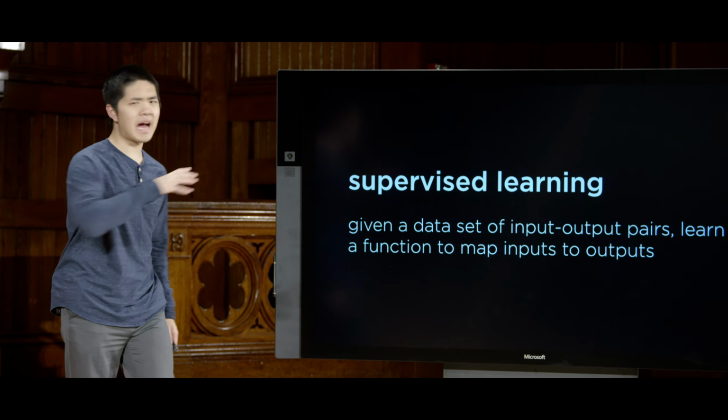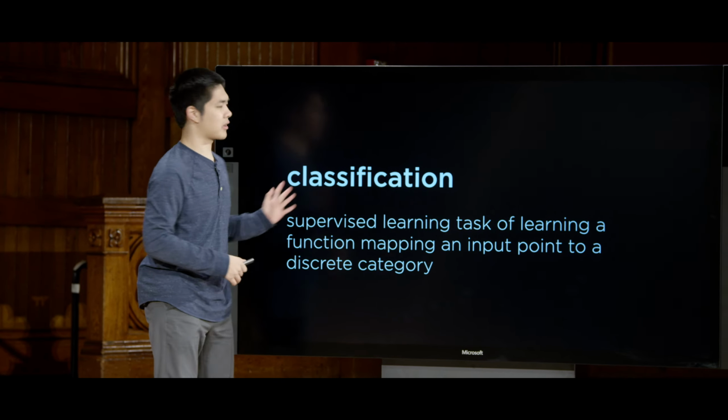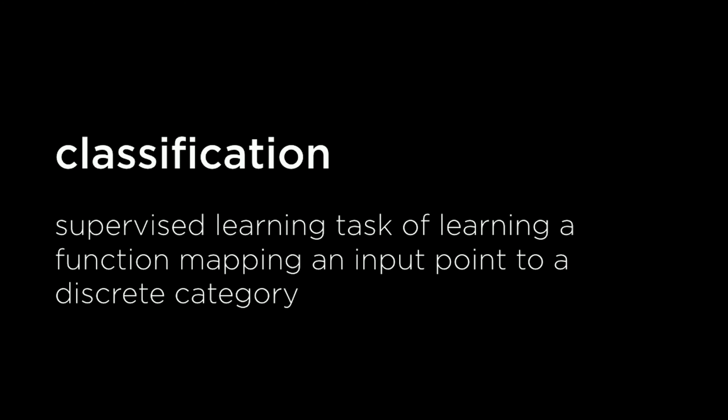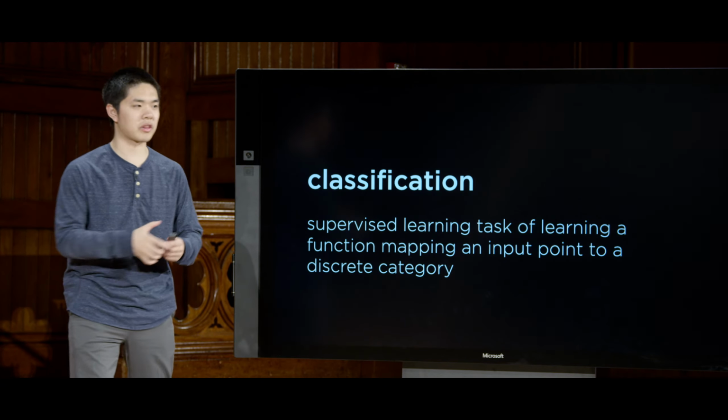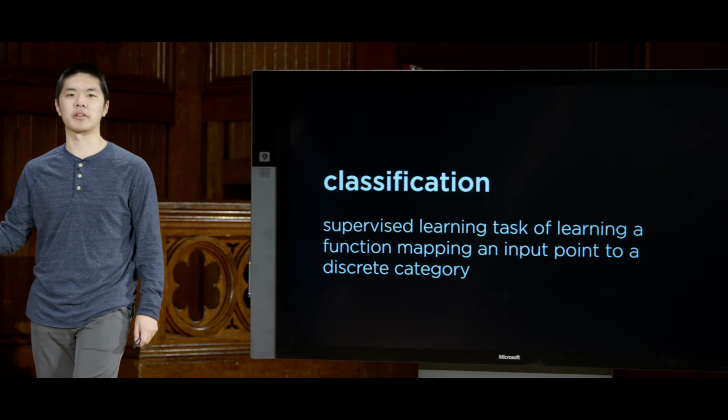There are a couple of different tasks within supervised learning. The one we'll focus on and start with is known as classification. And classification is the problem where if I give you a whole bunch of inputs, you need to figure out some way to map those inputs into discrete categories, where you can decide what those categories are. And it's the job of the computer to predict what those categories are going to be.